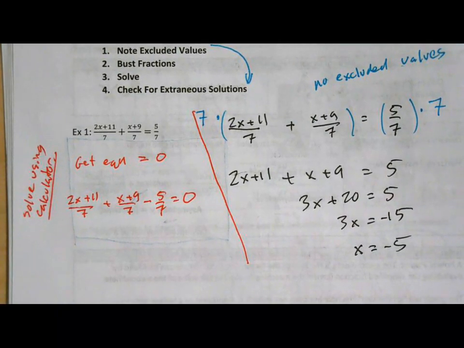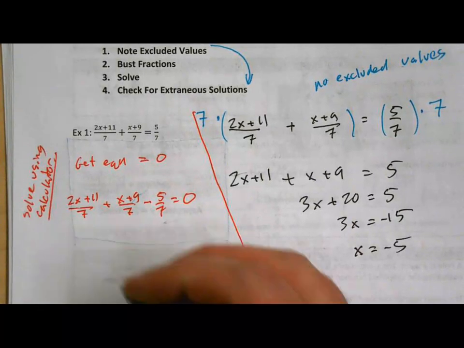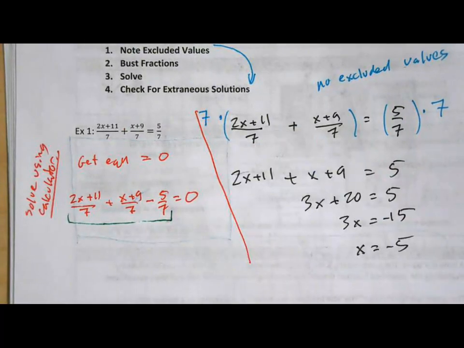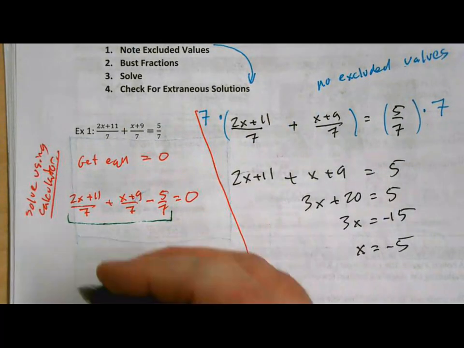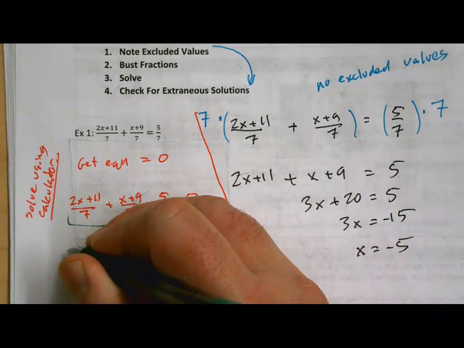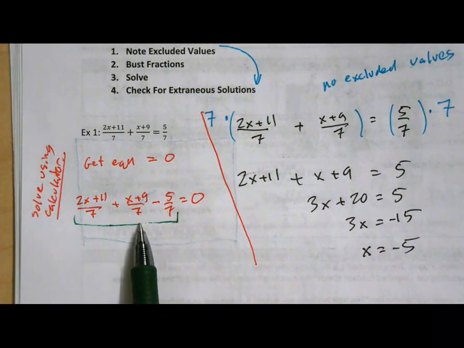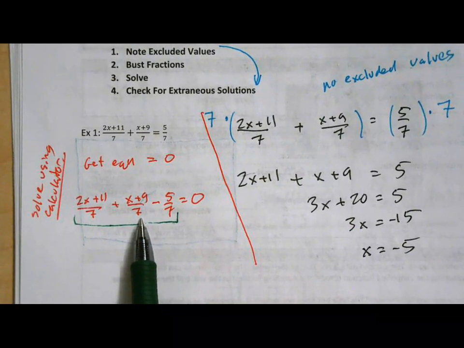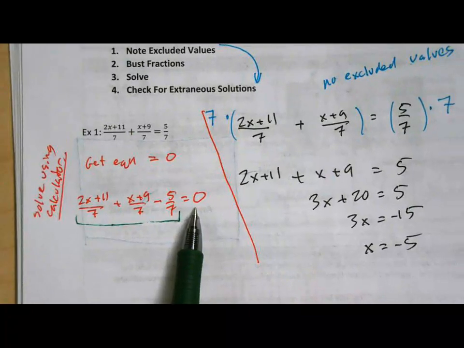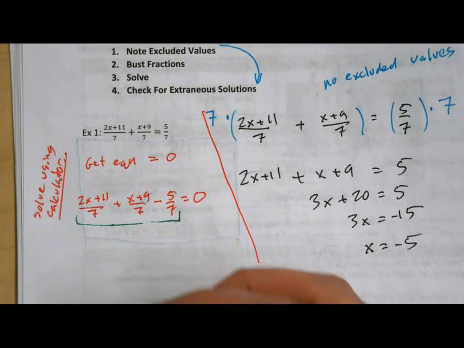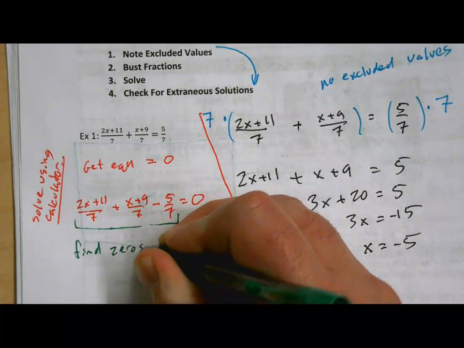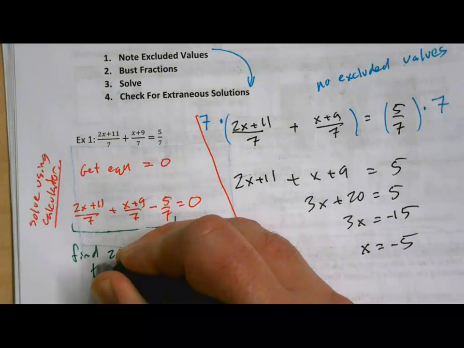And then what we can do now is we can think of this side of the equation as a function. And we can find the zeros for it, because the zeros of this function are the things that would make this thing equal to 0. And that would make the equation true, right? That's what zeros are. So what we're going to do is find zeros of this function.